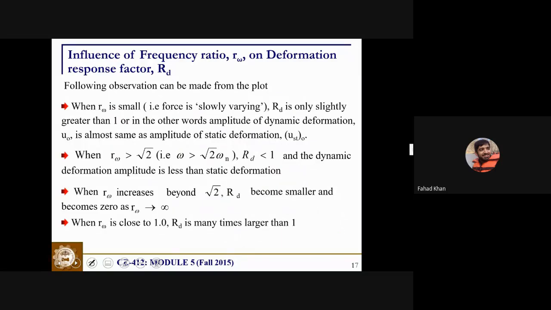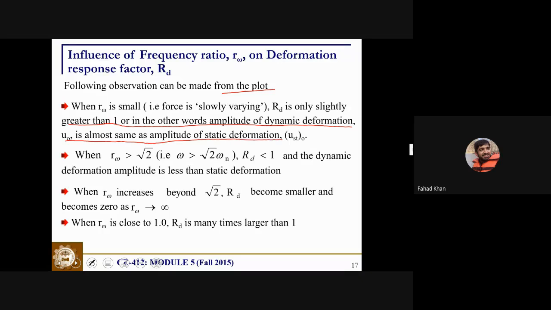Now, the following observations can be made from the plot itself. When R omega is small, that is, the force is slowly varying, RD is only slightly greater than 1, or in other words, the amplitude of dynamic deformation U naught is almost the same as the amplitude of static deformation. So static and dynamic displacements are the same.